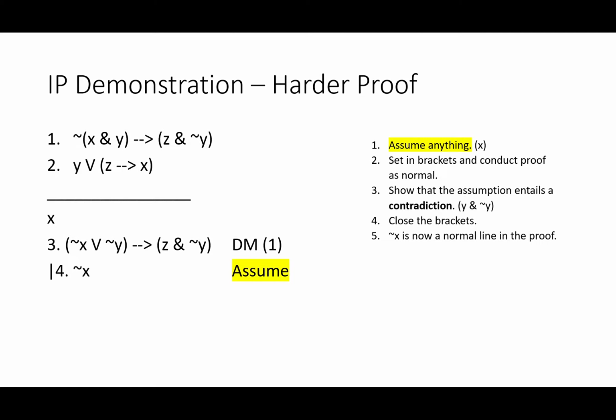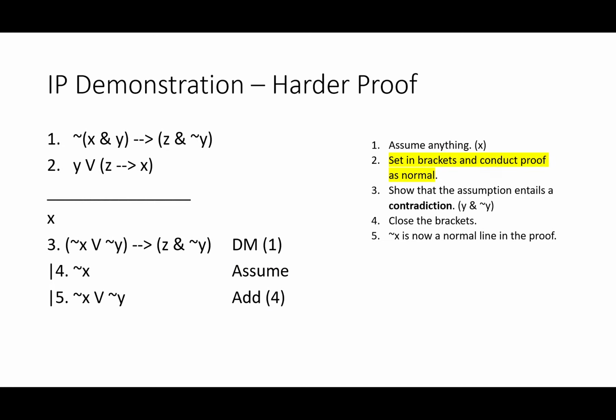After our first De Morgan's, I don't see anything else interesting or useful to do, so I'm going to go ahead and make my assumption, not x. When you're doing an indirect proof, the simplest way to do it is to assume the opposite of your conclusion. You don't have to, though. Every once in a while, there's good reason to assume something else. In this case, we'll do it the simple way and stick with not x.